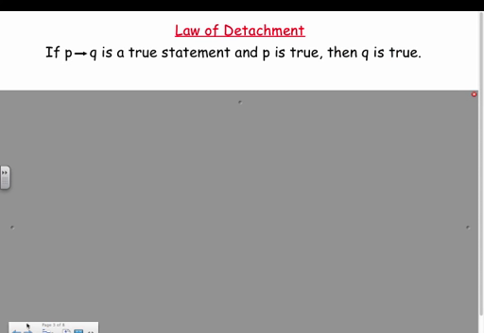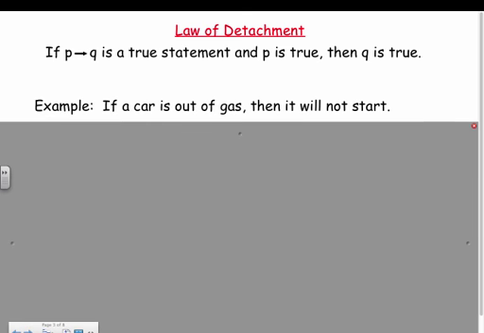And some of our reasoning leads into some of our laws that we have. We have two different laws we're going to talk about today. The first one is the law of detachment. This goes back to our statements implying each other. So if P implies Q, I have two statements and one implies the other. If that's a true statement and P happens, or P is true, then Q has to be true according to the law of detachment. So if P implies Q is true and P happens, then Q has to happen.